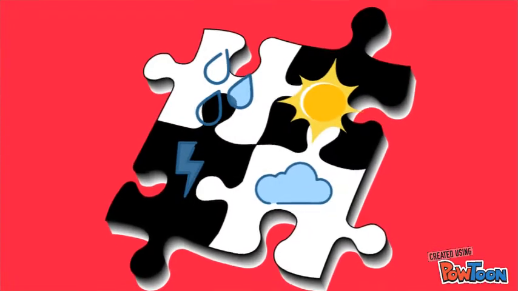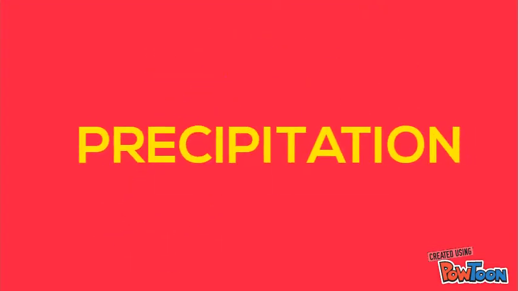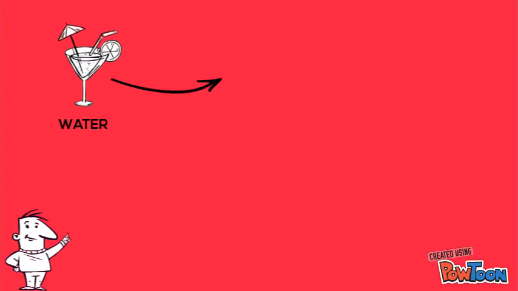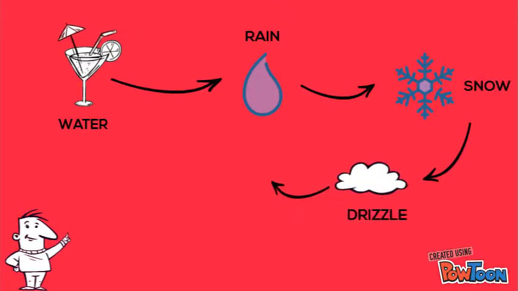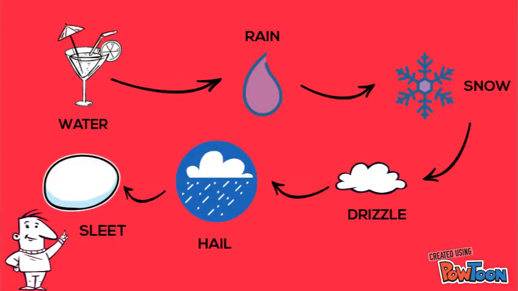Rain is actually part of a bigger part of the weather called precipitation, which means any form of water that falls to earth, like rain, snow, drizzle, hail, and sleet.